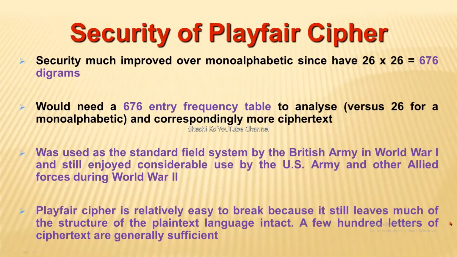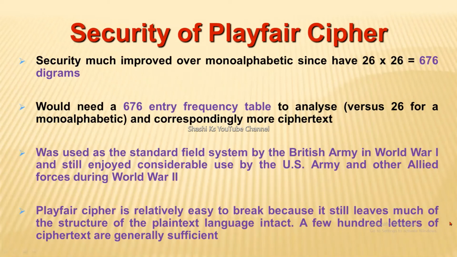So when you talk about the security of Playfair cipher, you get much more improved security compared with monoalphabetic cipher, because here you are going to have digrams. So that means instead of 26 factorial, you have 26 into 26, 676 digrams. So the cryptanalyst has to construct a 676 entry digram frequency table, and correspondingly more ciphertext has to be analyzed.